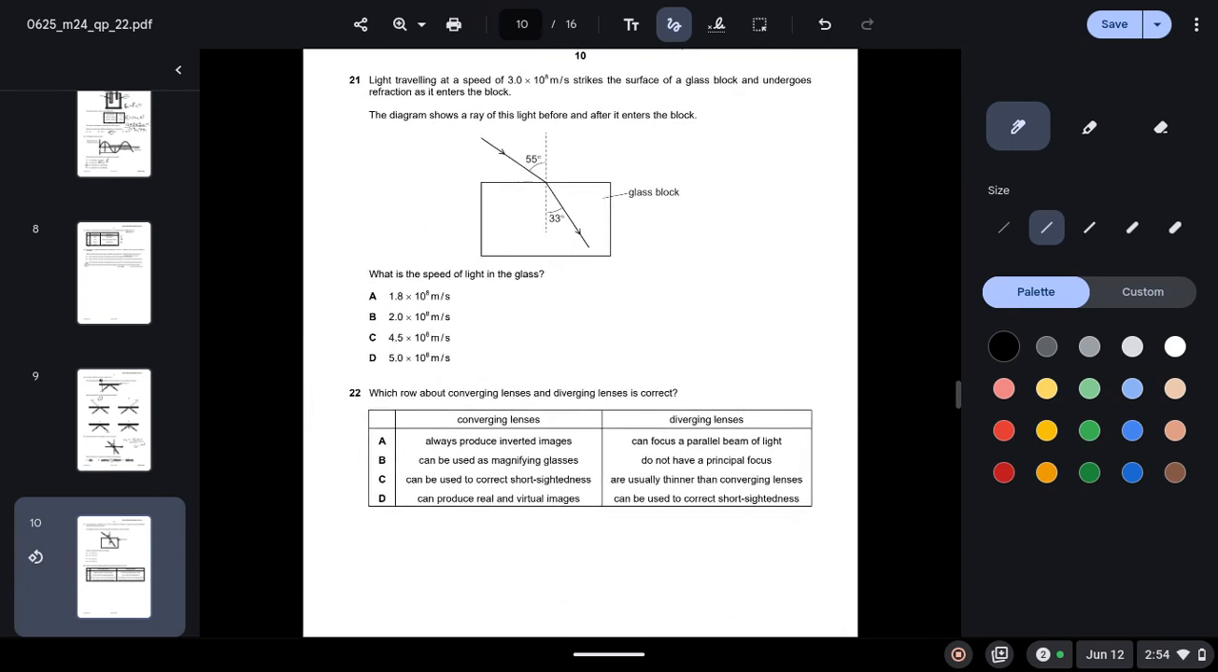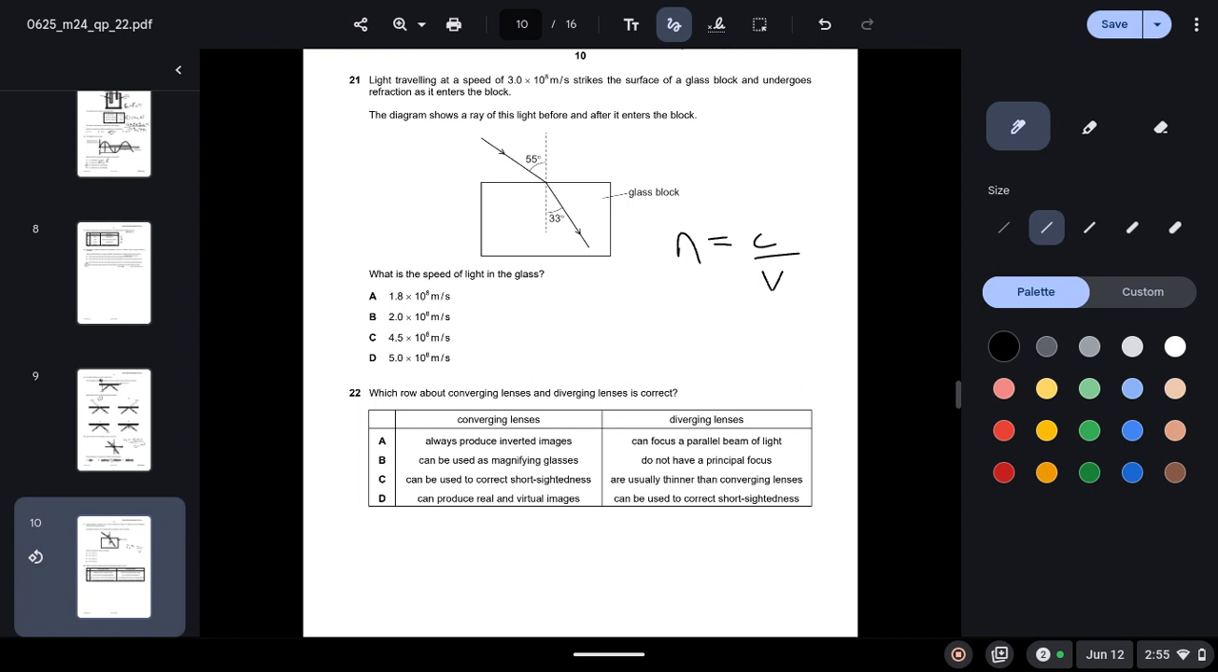Light traveling at a speed of 3 into 10 to the power 8 meters per second strikes the surface of a glass block and undergoes refraction as it enters the block. The diagram shows a ray of this light before and after it enters the block. What is the speed of light in the glass? So we have the formula: N is equal to speed of light over speed of light in that particular medium, which is V.